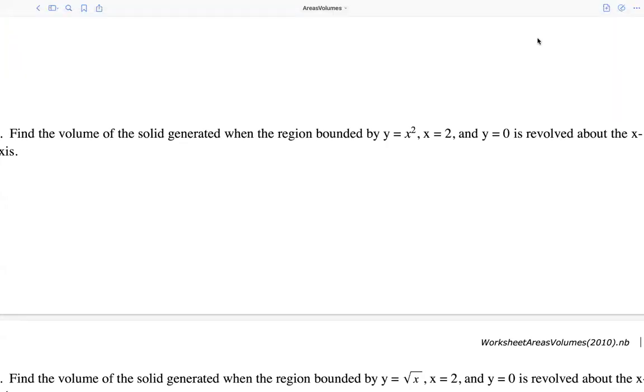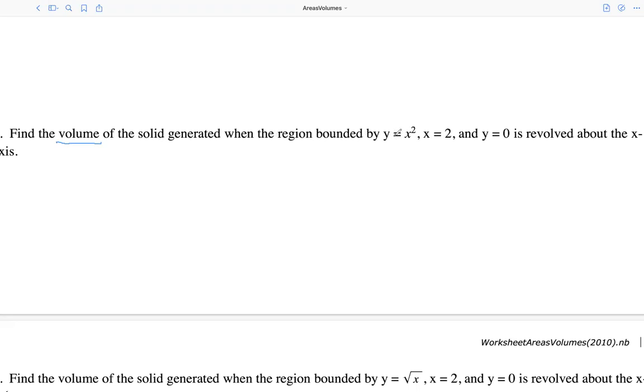Okay, for this video, we're going to show how to find the volume of a solid generated when the region bounded by y equals x squared, x equals 2, y equals 0, and the object is revolved about the x-axis. All right, let me get my pen. We want to find a volume, a three-dimensional object.